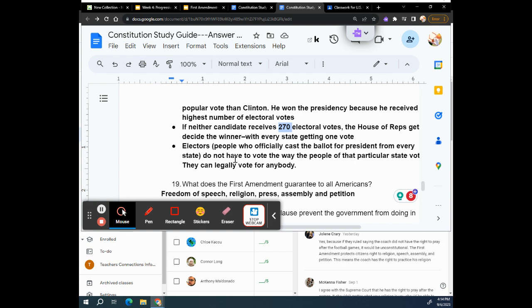So they do not have to cast their official ballot for Trump. It's called an unfaithful elector situation. They can vote for anybody. So those people have a little bit more power than us in the grand scheme of things if they choose to abuse their power.